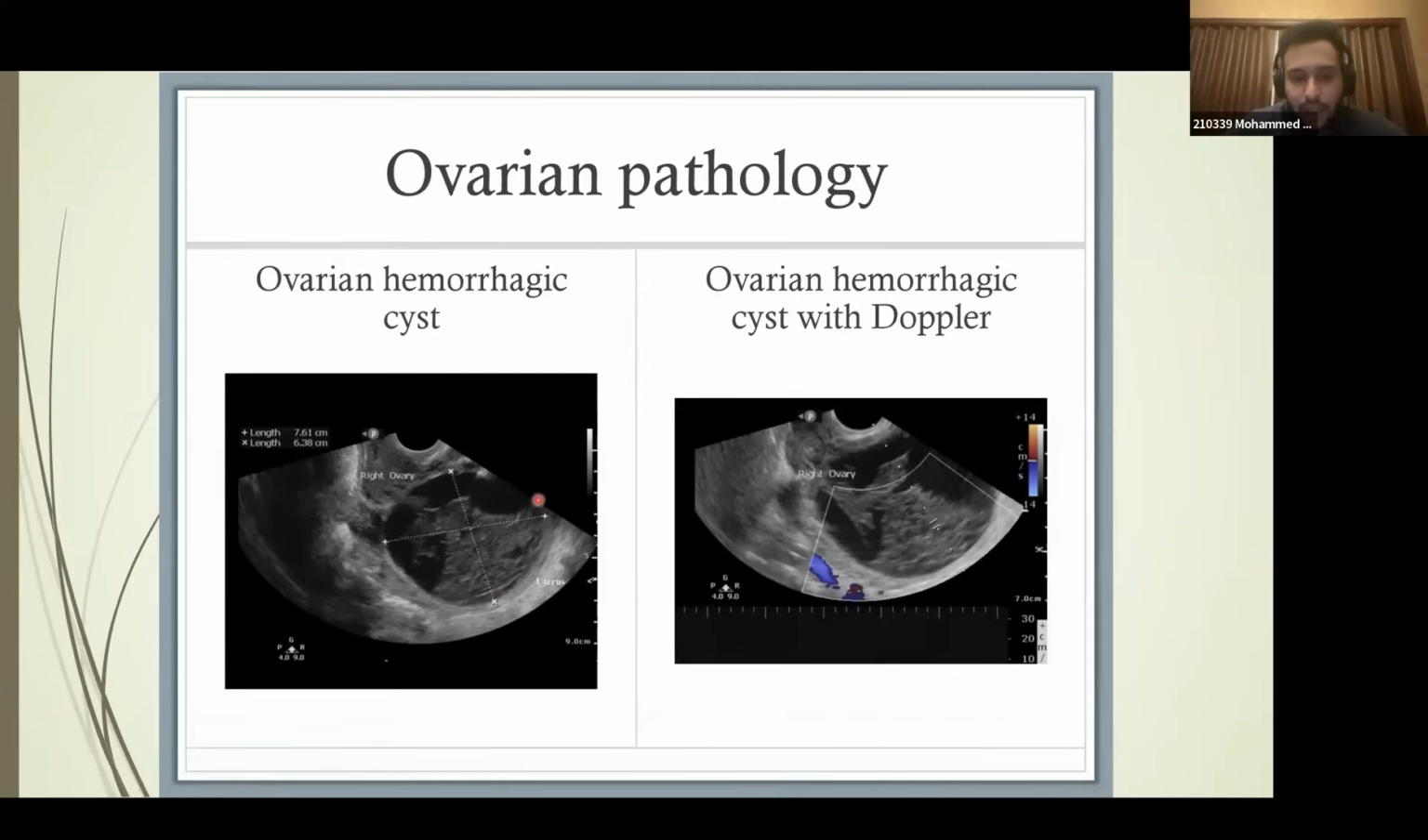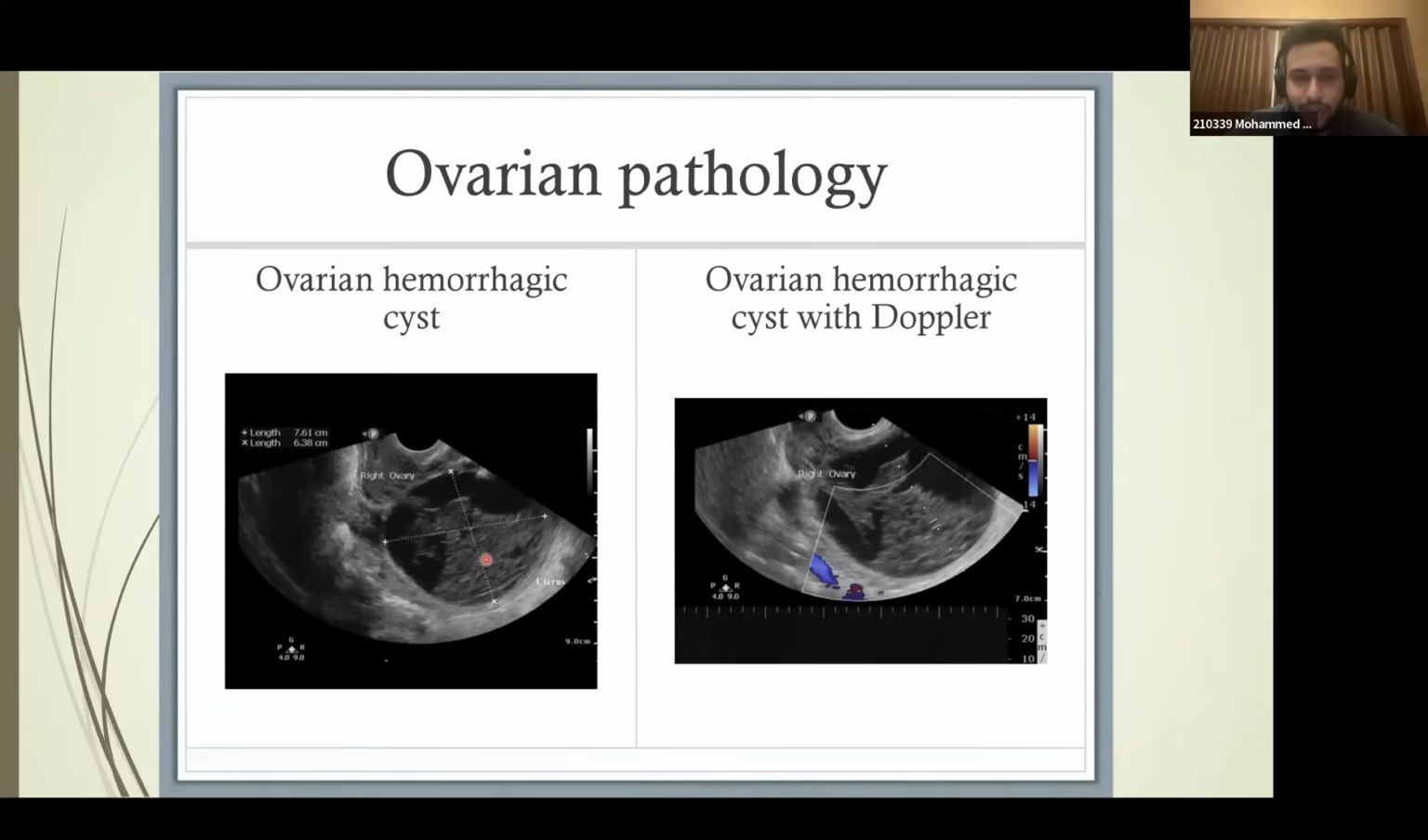Doppler, excellent. If it shows there's vascular activity, what could this be? Tumor. If it doesn't, not a tumor, hemorrhage. It's basically bleeding into the cyst. So this is hemorrhagic because it's just debris. It's just hemorrhage into it.